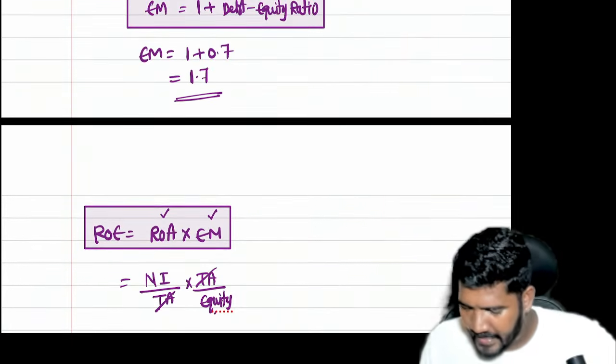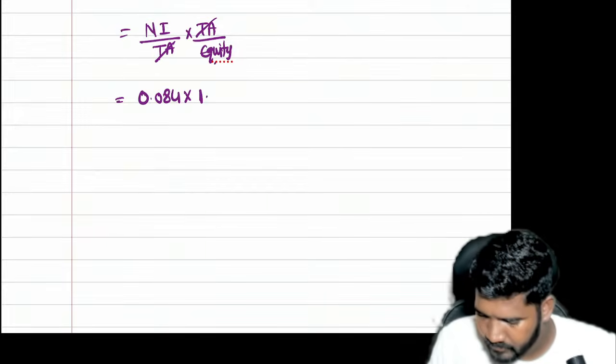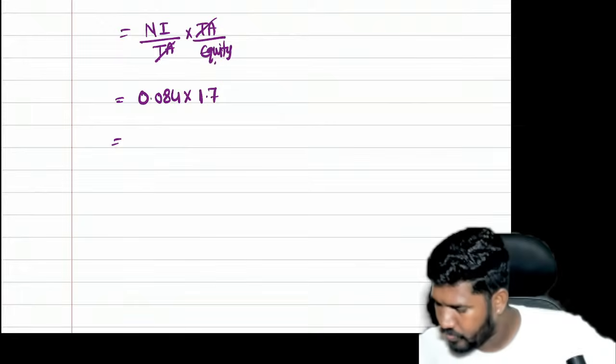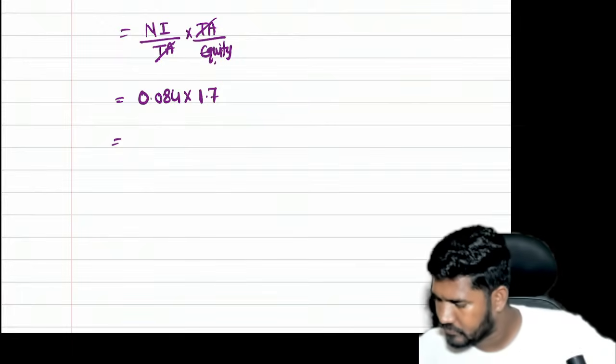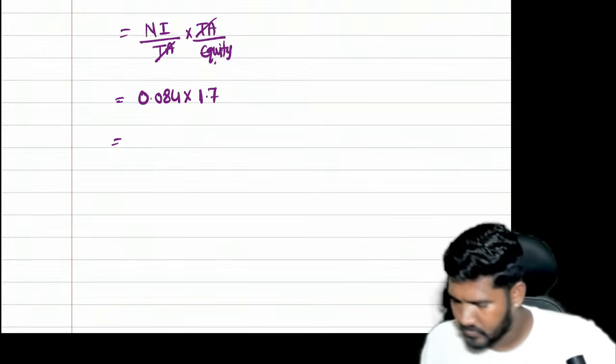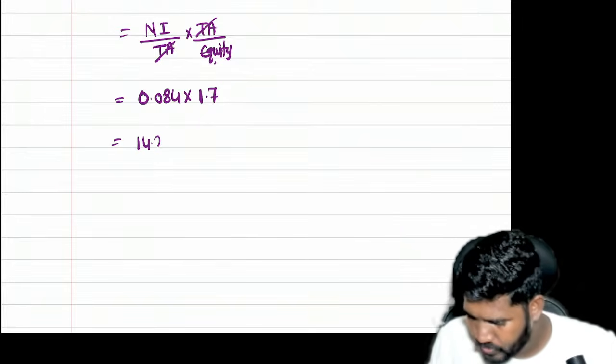Equity multiplier I calculated 1.7. Now the answer is 0.8 into 1.7, so 14.28%.